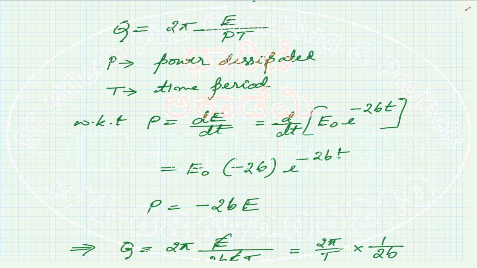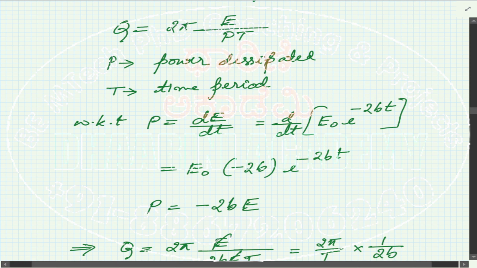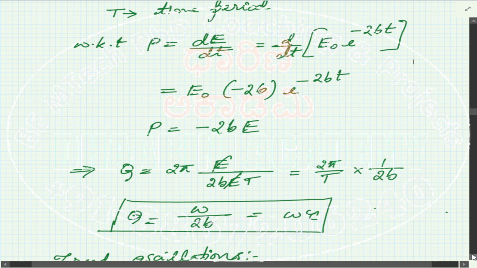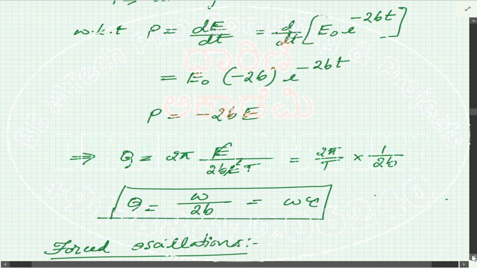As we know already, the Q value is 2π times E by P times T, where P is the power dissipated over a time period T. We will be using this particular equation. P is equal to dE by dt. Applying dE by dt to E0 e to the power minus 2bt gives you E0 times minus 2b e to the minus 2bt. So the total power P is minus 2b times E.